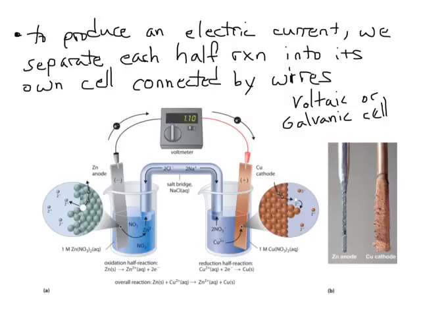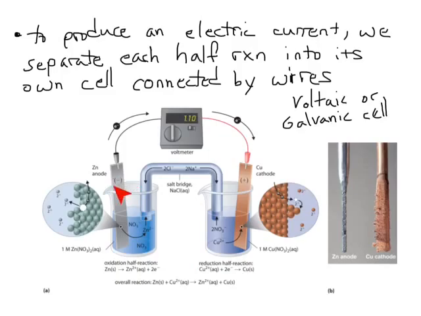Two key important terms to point out here. The zinc side here is called the anode. Anode is where oxidation occurs. Anode, oxidation, oxidation, anode. And the opposite over here is our cathode. The cathode is where reduction occurs. We call the area of the cell where reduction happens the cathode.